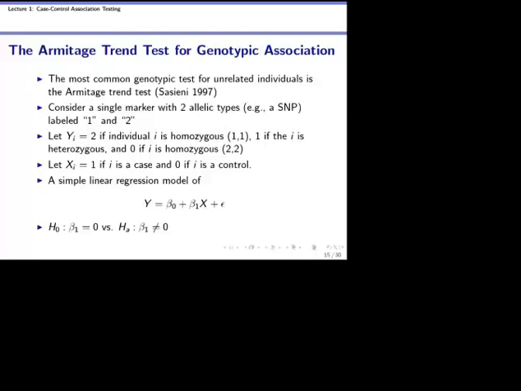Now, for example, let Y equal 2 if individual i is homozygous, 1 if i is heterozygous, and 0 if homozygous for the other allele. And we let X be case status: X is 1 if it's a case, and 0 if it's a control. So what you could do is a simple linear regression of genotype onto alpha. Anything strange about this model? Y is my genotype and X is my phenotype.